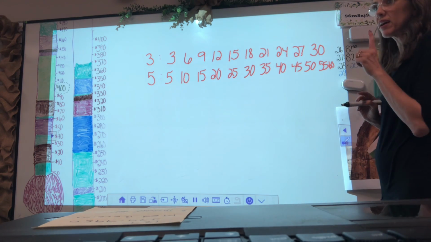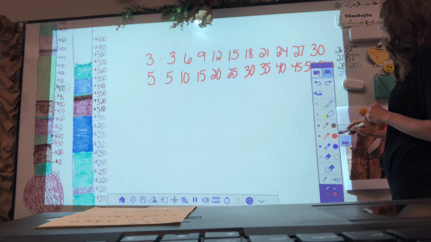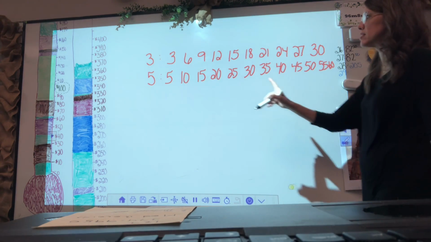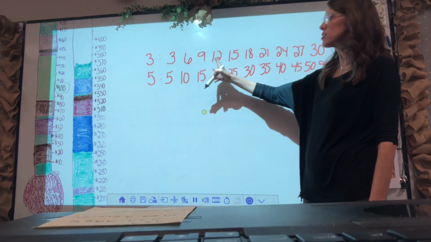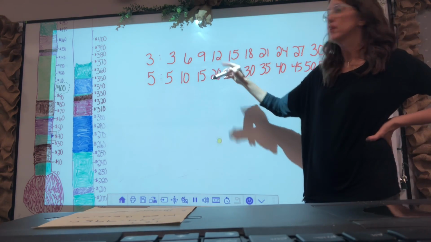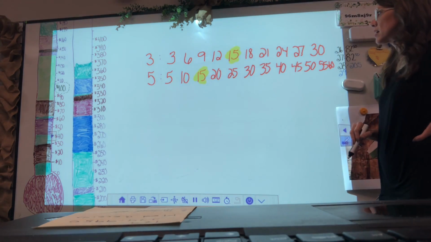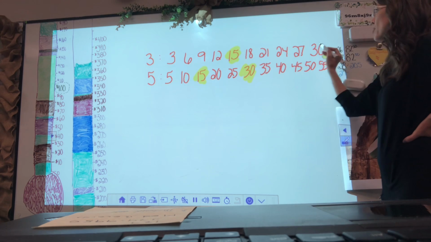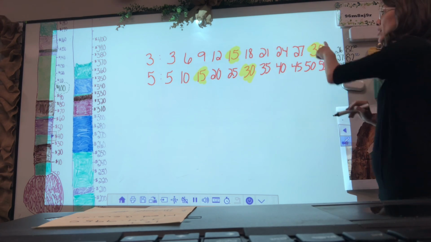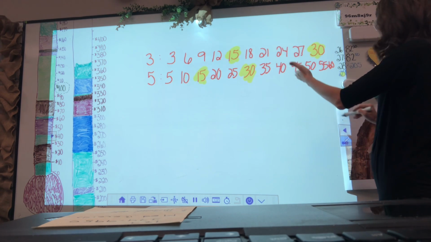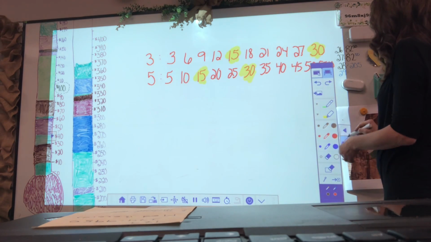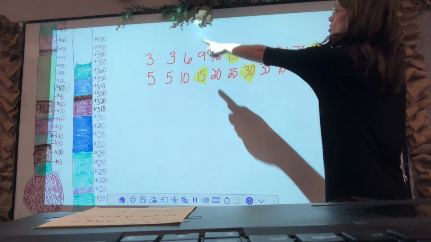Let's see if we can find any common ones. Does anybody find any common ones? Yes. Where's our first common one? 15. 15 and 15. Anything else? 30 and 30. 30 and 30, but it asked for the first 4. So look, we need to keep going. We haven't found 4 yet. So we're going to need to wrap up here. Let's go to the next row.